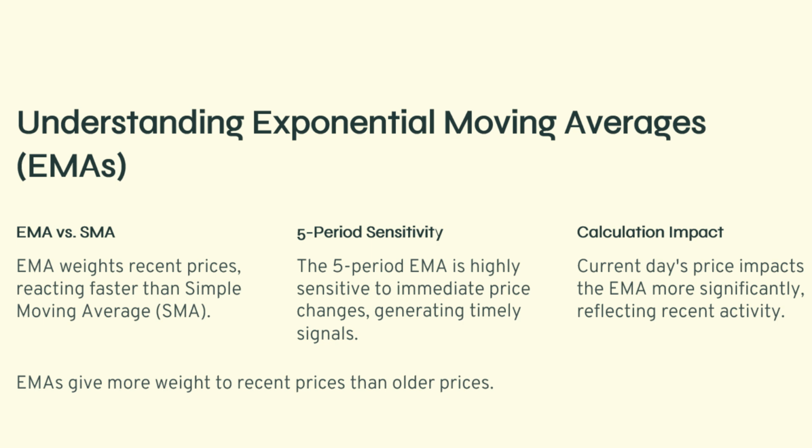Understanding exponential moving averages, EMA versus SMA. EMA weights recent prices, reacting faster than the simple moving average, SMA. 5-period sensitivity: the 5-period EMA is highly sensitive to immediate price changes, generating timely signals. Calculation impact: the current day's price impacts the EMA more significantly, reflecting recent activity. EMAs give more weight to recent prices than older prices.